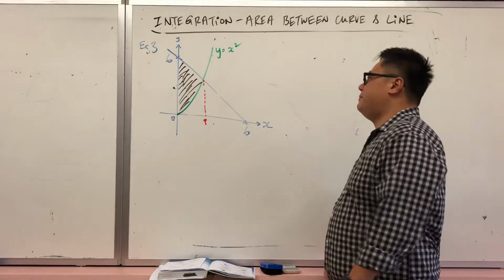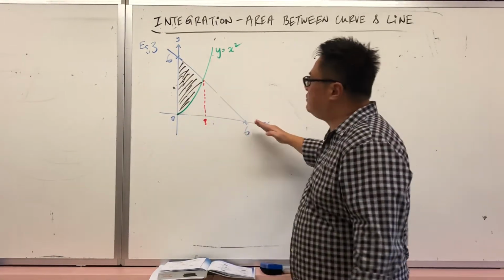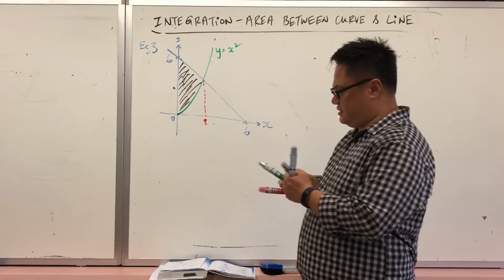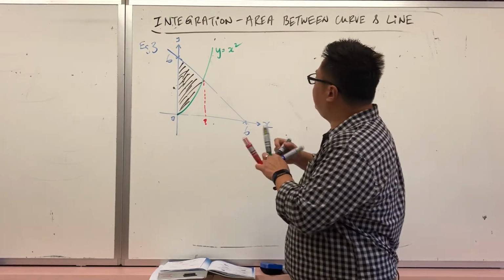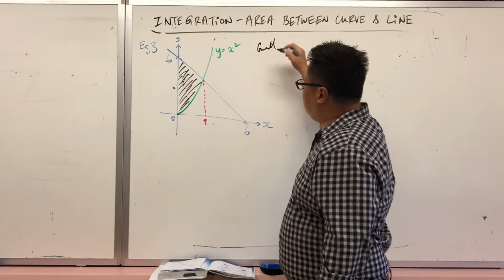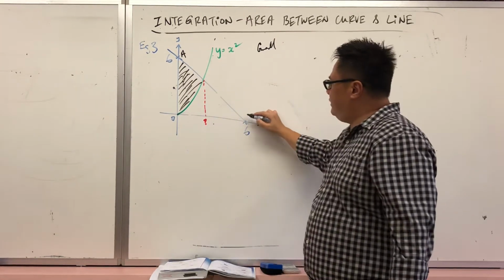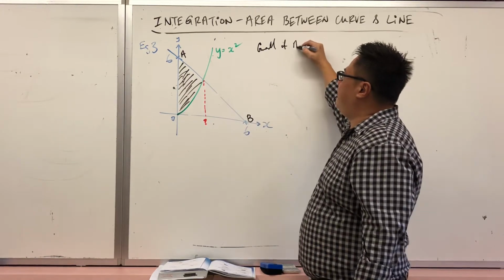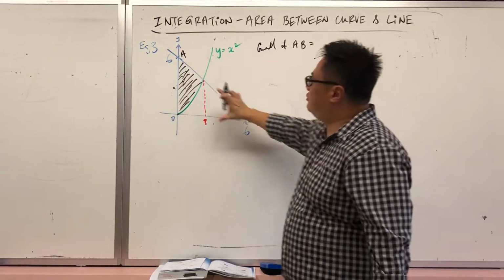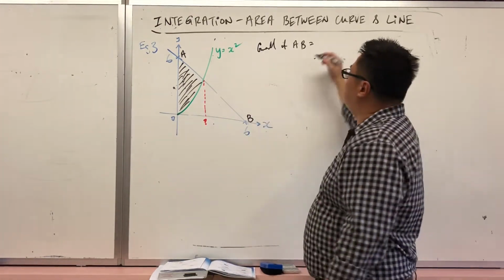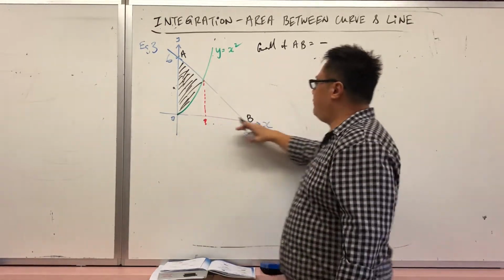To do that, I must first find the equation of this blue color line. How do I find the equation of this blue color line? Let's take a look. This is the gradient. I just call this point A, this point B, easier for me to identify. Gradient of AB: rise over run, right? If not, you can use y1 minus y2 over x1 minus x2. So I know my rise is 6, my run is 6.